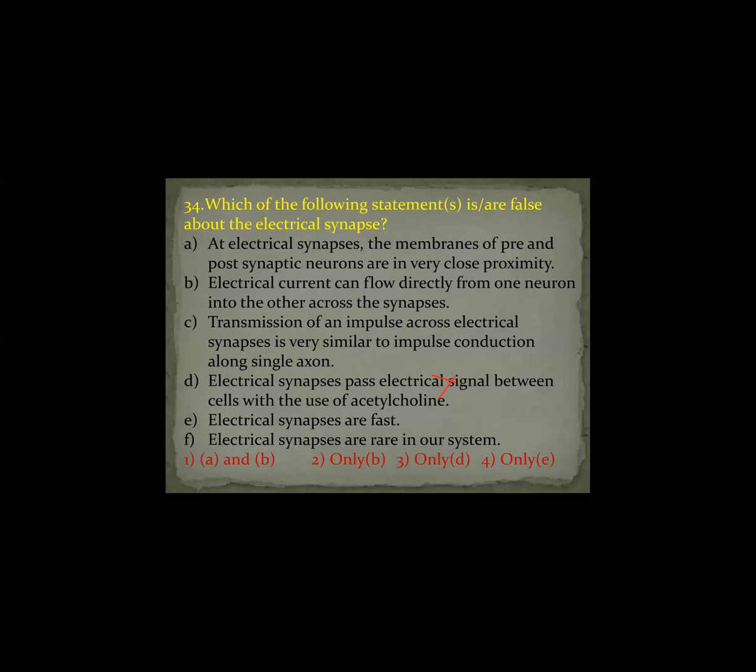Next, electrical synapses are fast in conduction of impulse compared to the chemical synapse. In electrical synapse, conduction of impulse is very fast. Next, electrical synapses are rare in our system. Is this statement also correct? Yes, because electrical synapses are found only in the cardiac muscle cells, and most of the synapses in our body are chemical synapses. So among all these statements, only D statement is wrong. Therefore, the answer is the second option.